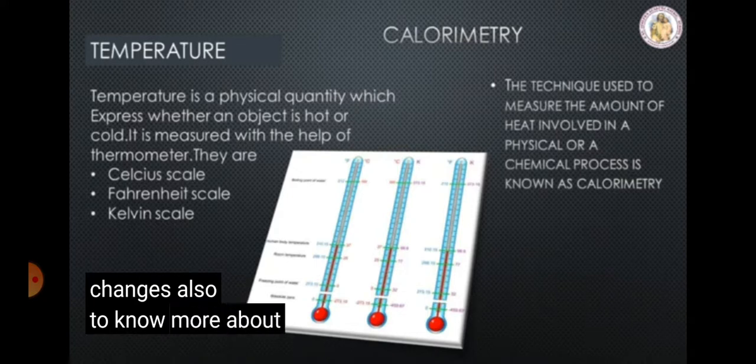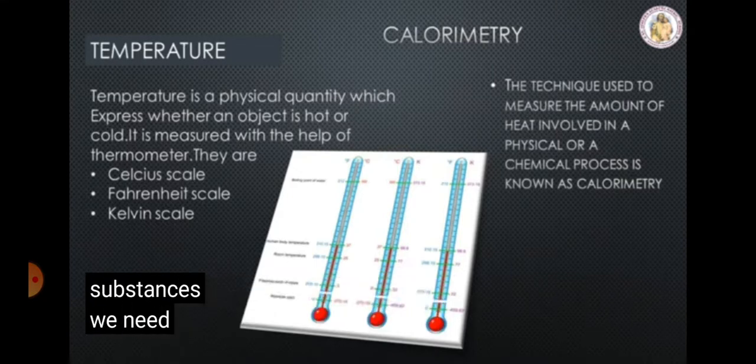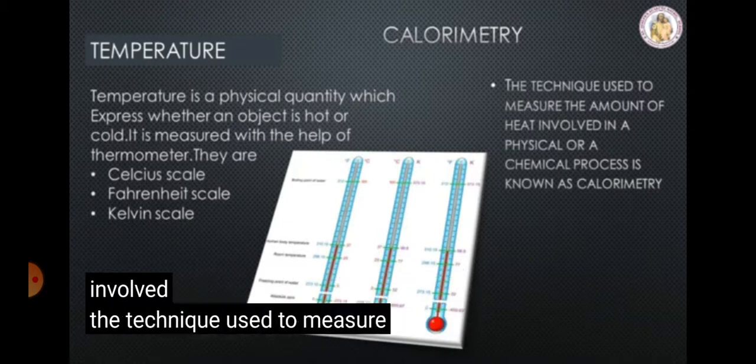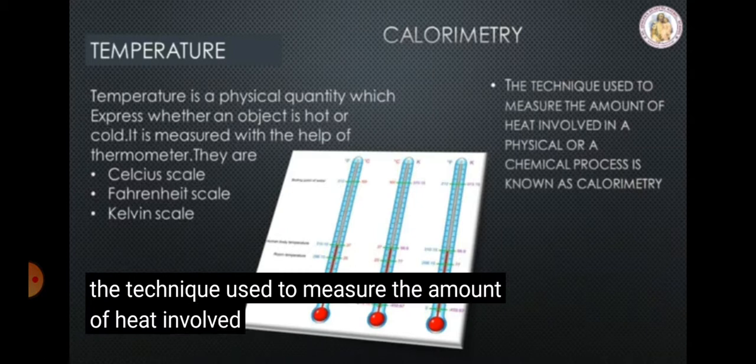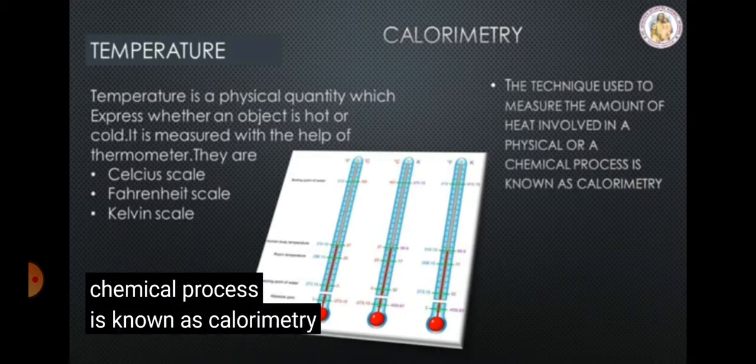To know more about the physical and chemical changes that take place in substances, we need to measure the amount of heat involved. The technique used to measure the amount of heat involved in a physical or a chemical process is known as calorimetry.